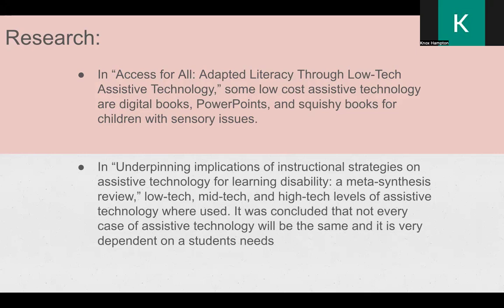In the second article here, low tech, mid tech, and high tech levels of assistive technology were used. It was concluded that not every case of assistive technology will be the same, and it is very dependent on a student's needs. You can take two students with disabilities, but they may need two wildly different pieces of assistive technology. You may not find success with the high tech stuff. You may need to look at mid tech or low tech, or you may need a student who needs that extra help with the high tech. It is very much a case by case basis.